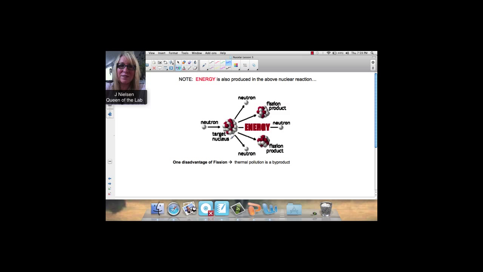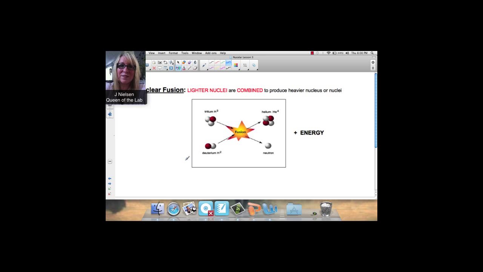When this happens, not only do you form the two products that we're really not interested in, but you form a whole lot of energy. One disadvantage of fission is thermal pollution because a lot of heat is involved. Now, how does that contrast to fusion? Fusion means to unite.